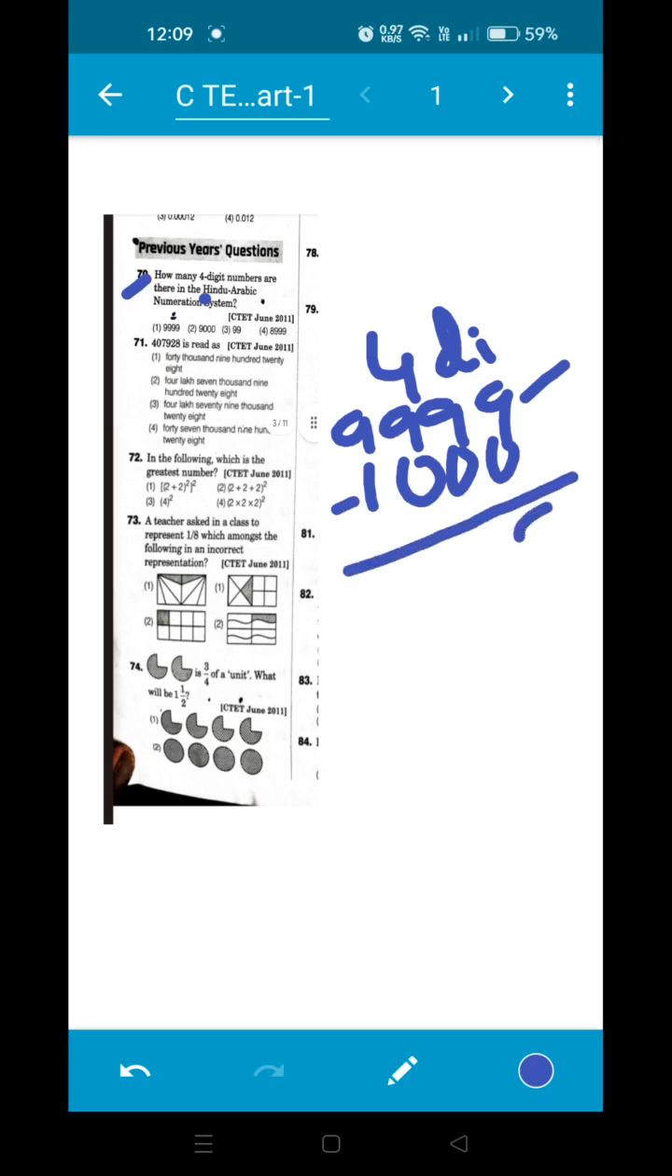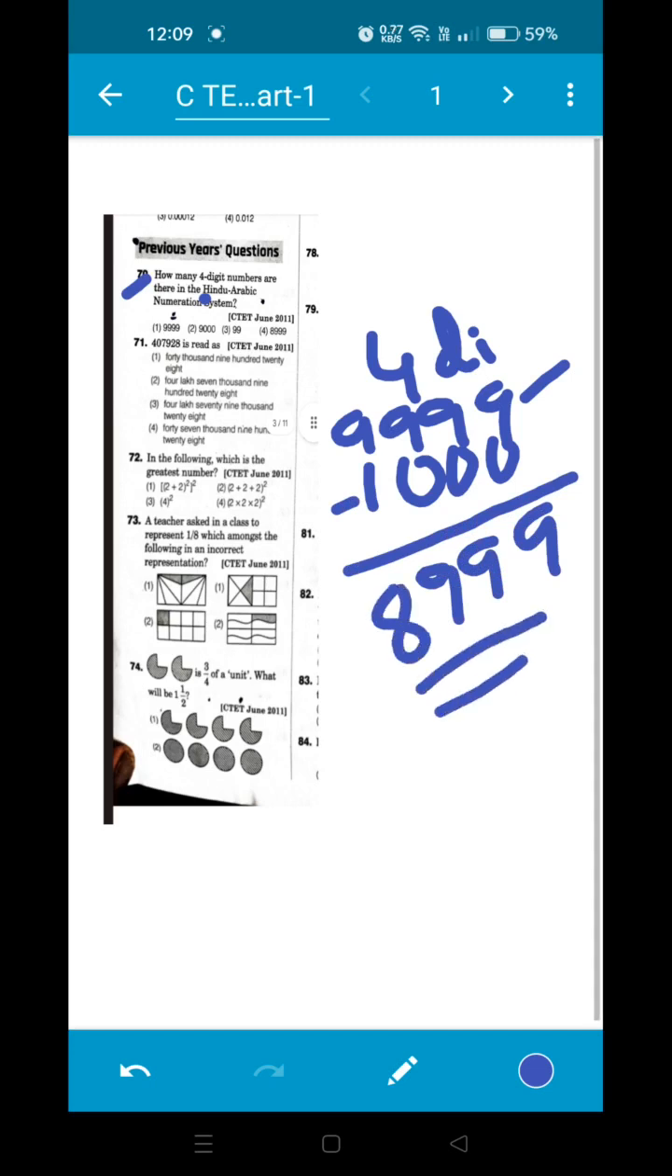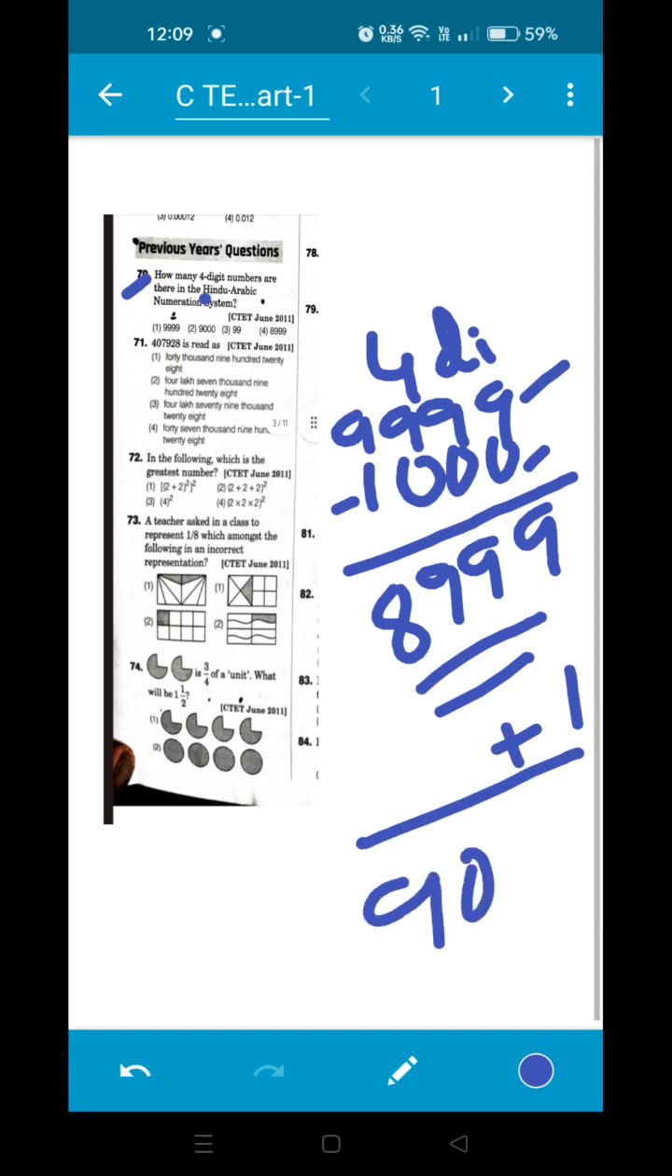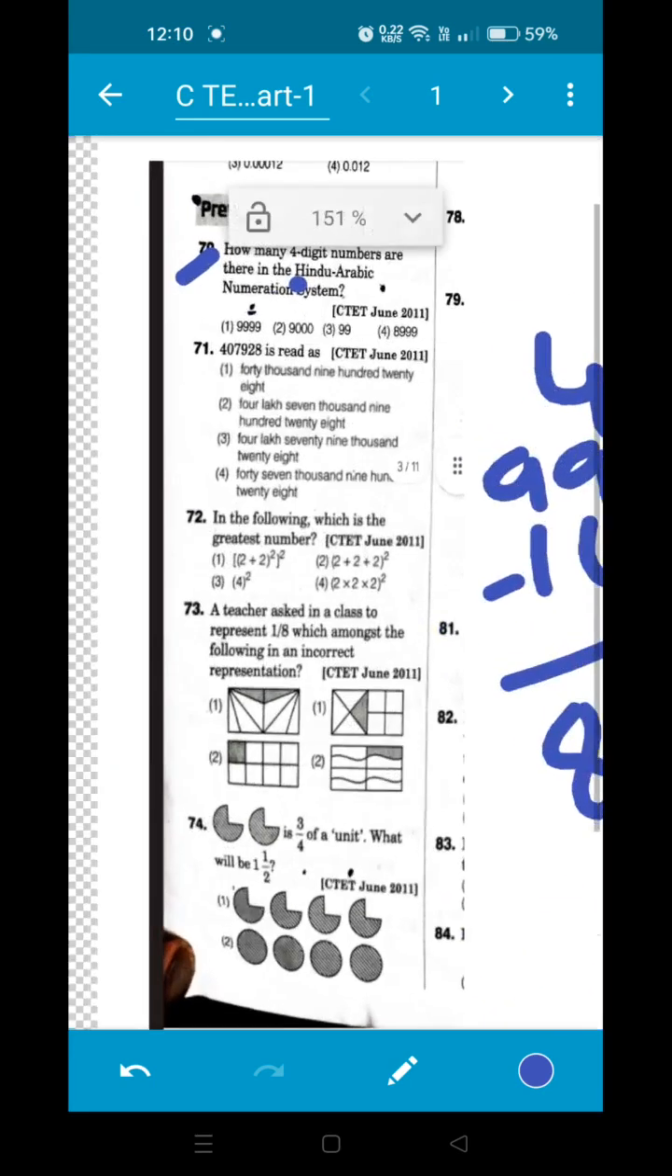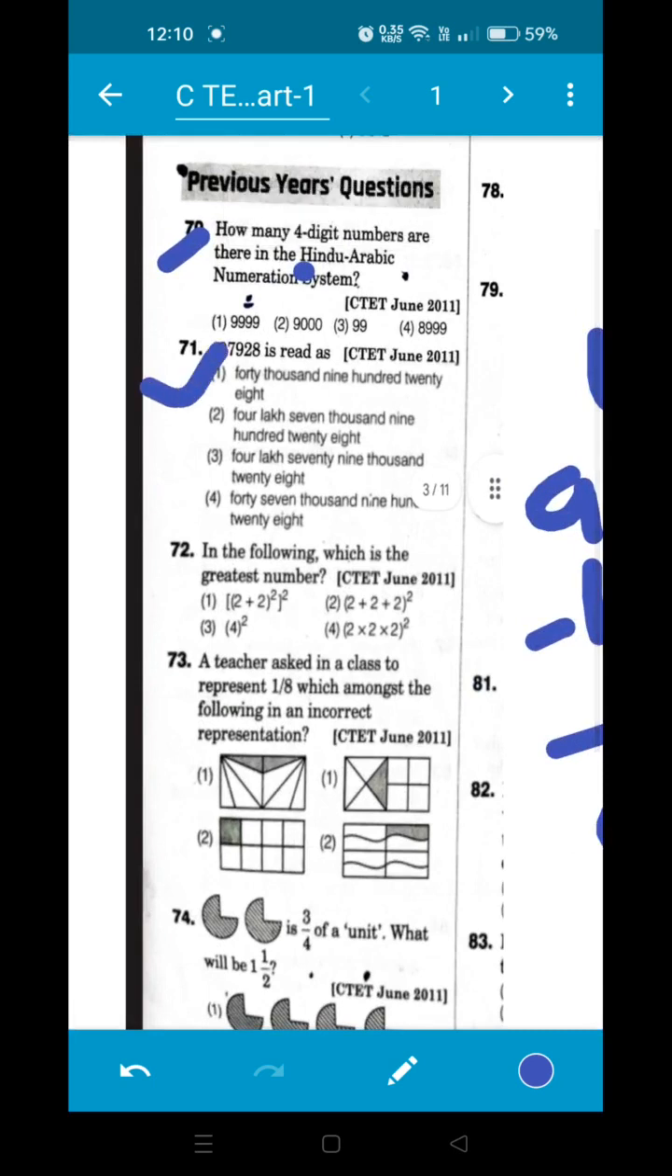Here, taking the difference, we get 8,999. But we should include the one we subtracted: out of these 9,999 we subtracted this one, so we have to add that one also. So totally there are 9,000 4-digit numbers. Okay. Next, question number 71.